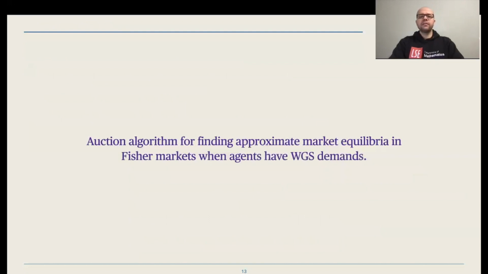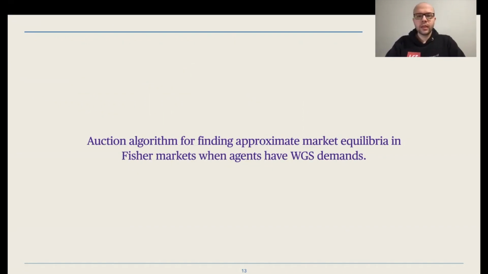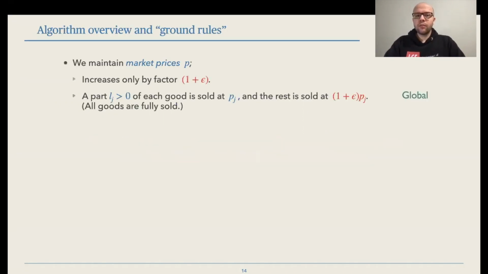Now we are going to give some ideas on how to design an auction algorithm for finding market equilibrium in Fisher markets when agents have WGS demands. So let us give a general overview of the algorithm. As we said, the algorithm requires some ground rules, so this is essentially what they are. In short, we first maintain some global conditions. That is, we maintain some market prices P.